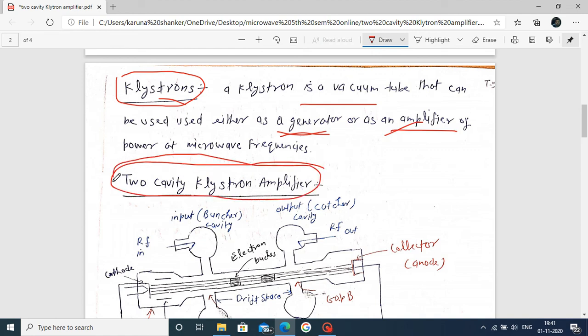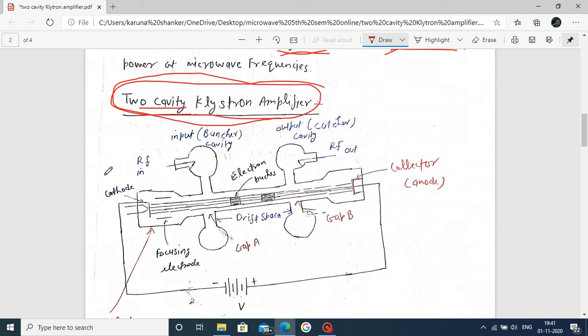We will see the working of the klystron as an amplifier. Here we use two cavities. Observe the structure, the description of the circuit of the two cavity klystron. This one is called the first cavity, and this one is called the second cavity. The first cavity is also called the input cavity, or the buncher cavity.